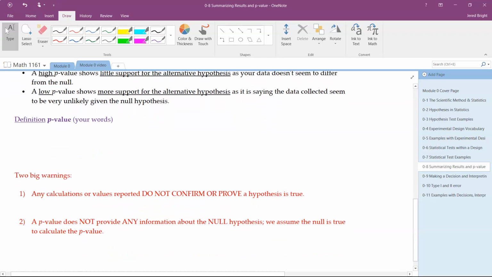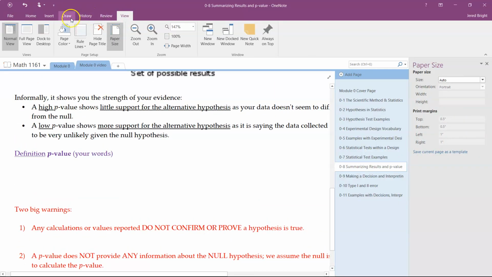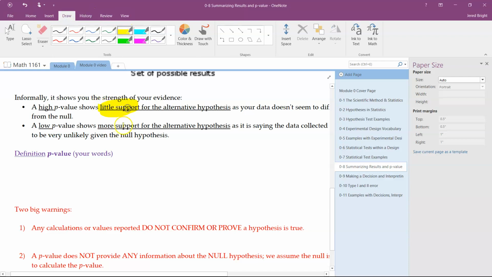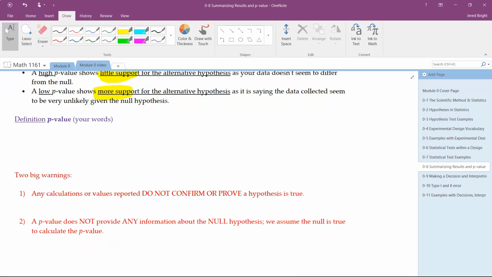Okay, but the main thing I want to drive home before we get to the next video, and I'll mention this there, is that when we do calculations in statistics, the calculations don't prove or confirm or allow us to accept a hypothesis as true. All we can say is that it shows support. That's why I was very intentional about including this language of little support or more support, because we could get a different sample and a different p-value, and that would cause us to do something different. So we just show support. That's all we do in statistics.